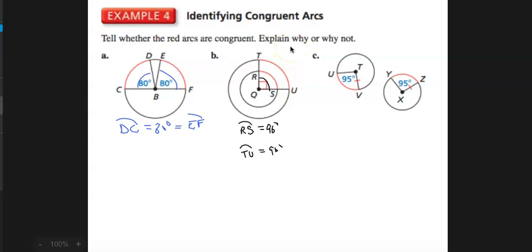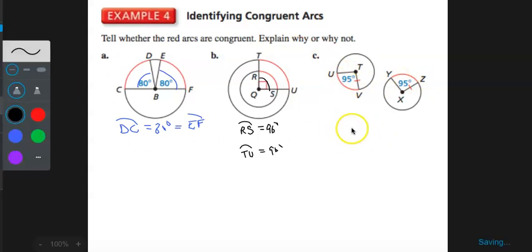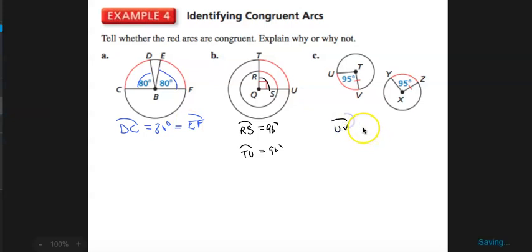And then the last one is part C. Tell whether the red arcs are congruent again. So is arc UV congruent to arc YZ here?